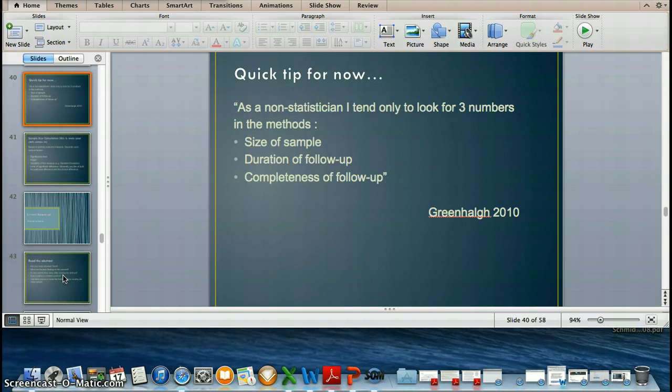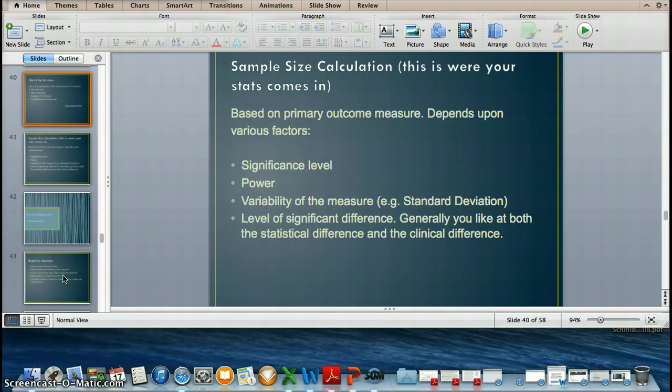A little quick tip that I like to remind people is that, as a non-statistician, you tend to look for three numbers in the methods, and that is the size of the sample, the duration of follow-up, and completeness of follow-up. Now you're going to look at everything, but these are three things that I generally like to make sure stand out at me.